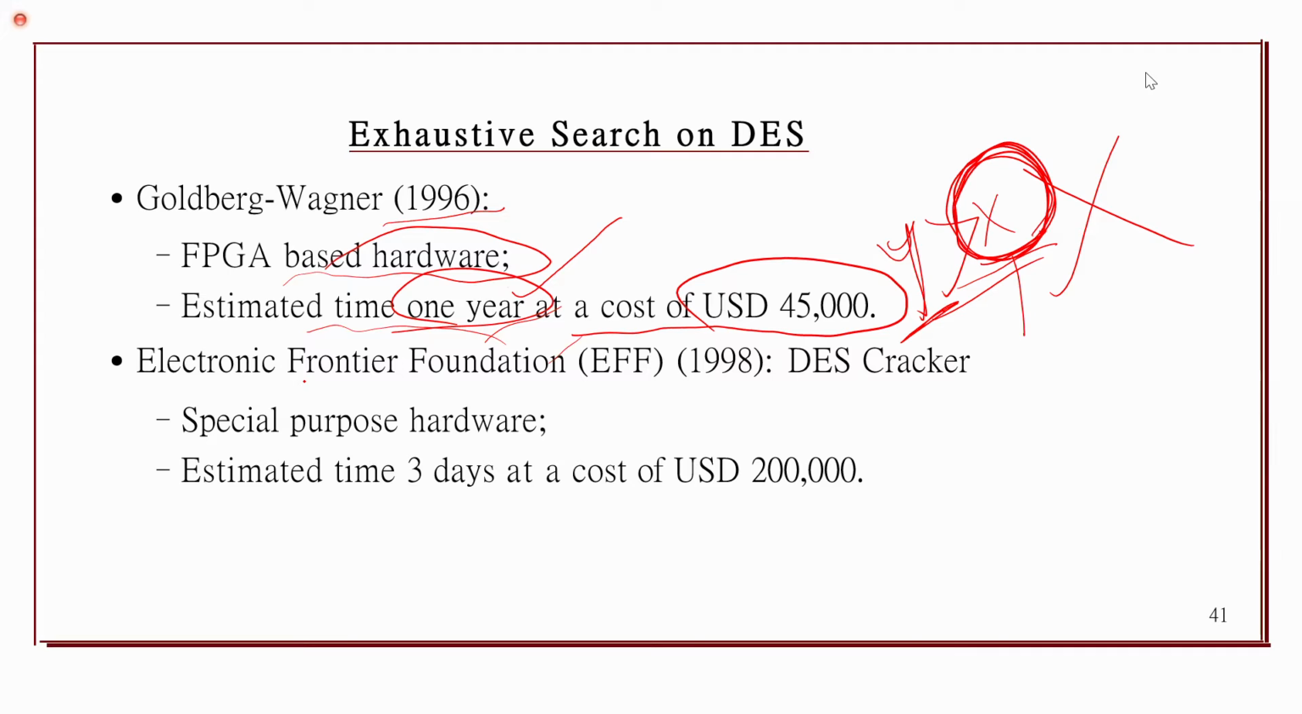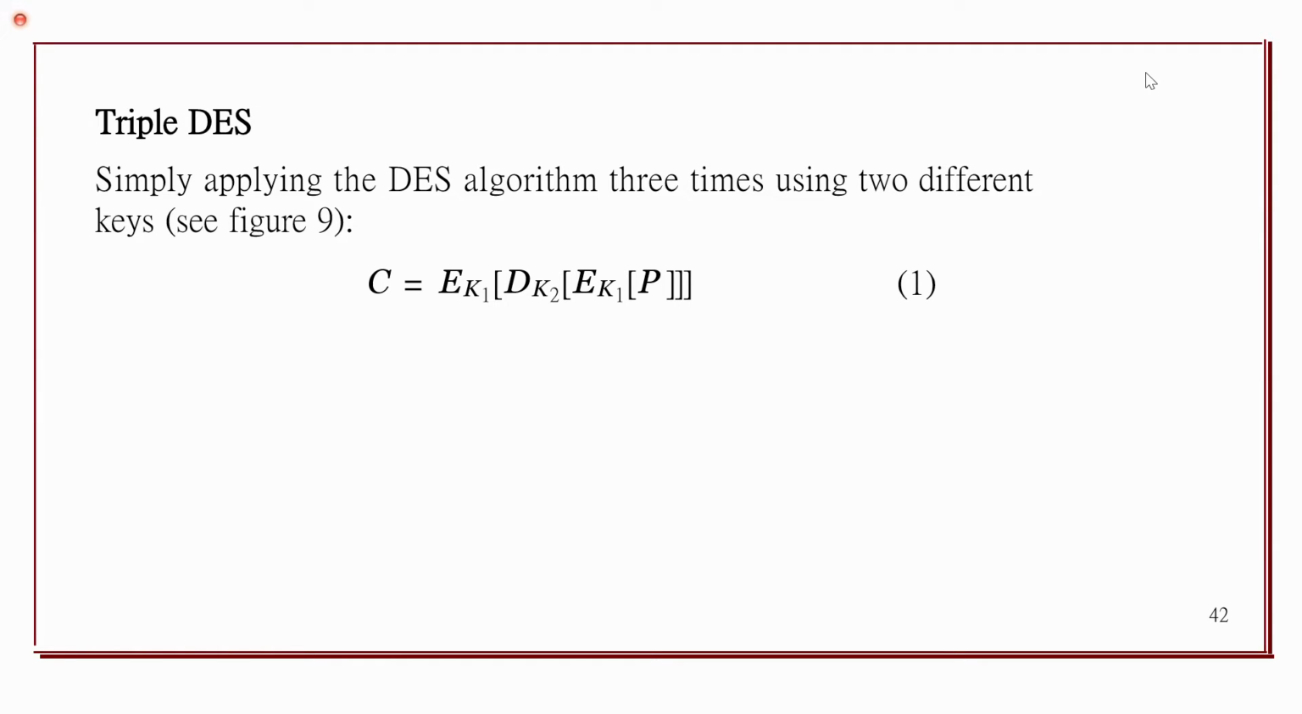And in 1998, the Electronic Frontier Foundation again applied some cryptanalysis techniques in order to break DES. Again, they used special purpose hardware. The estimated time is 3 days, and the cost is $200,000 US. Isn't it? So this is a representation of triple DES.